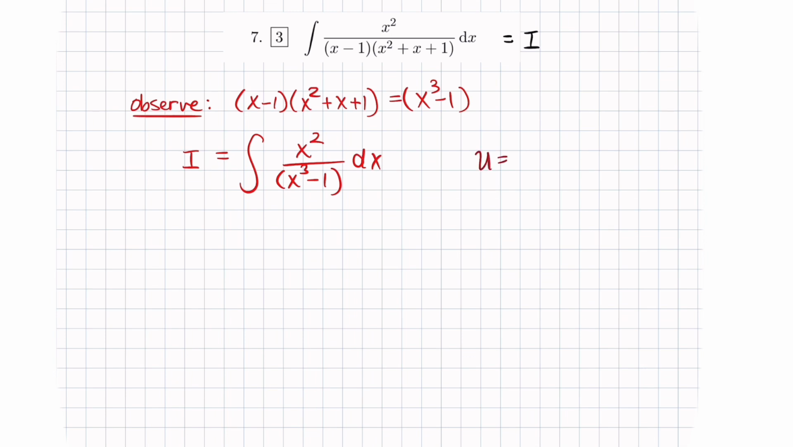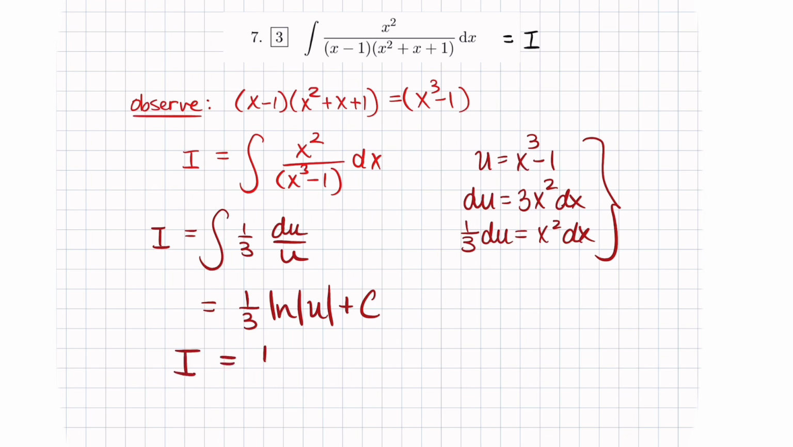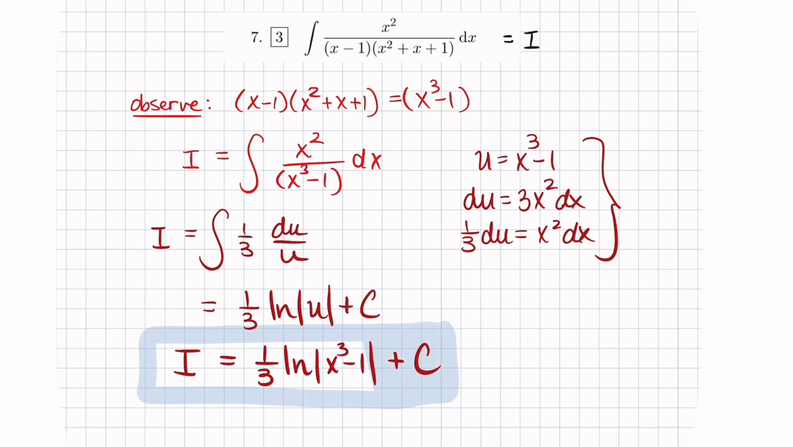And now we're going to make a substitution. u is equal to x cubed minus 1. We'll differentiate to find du, and we notice that x squared dx is 1/3 du, so we get an integral that evaluates to another natural log. 1/3 times the natural log of x cubed minus 1 plus c. Number 7 was a breeze. We're almost there.